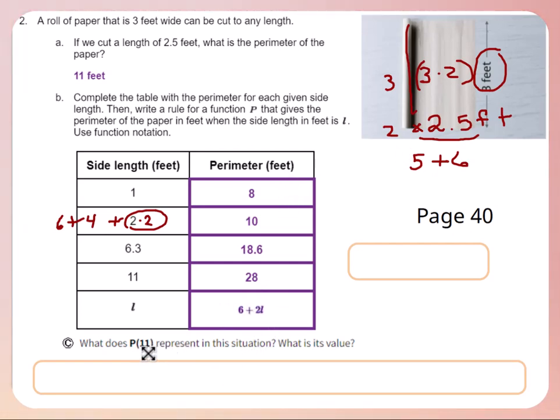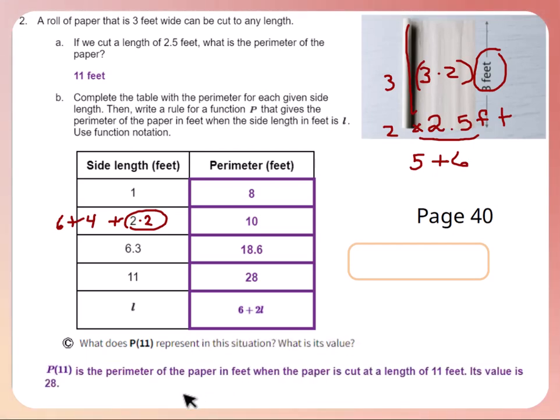What does function P of 11 represent in this situation? And what is its value? So we're going to state in words what we're doing here. Okay, P of 11 is the perimeter of the paper in feet when the paper is cut at a length of 11 feet. Its value is 28. The perimeter is 28.